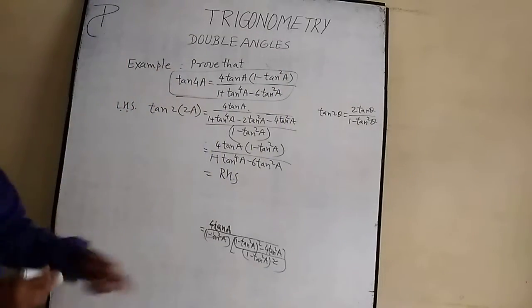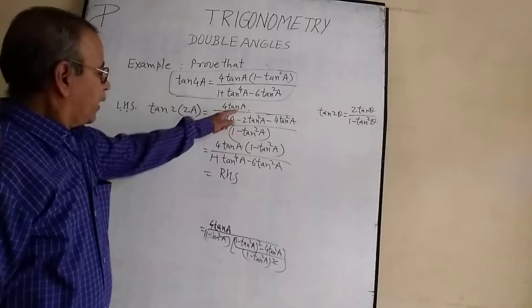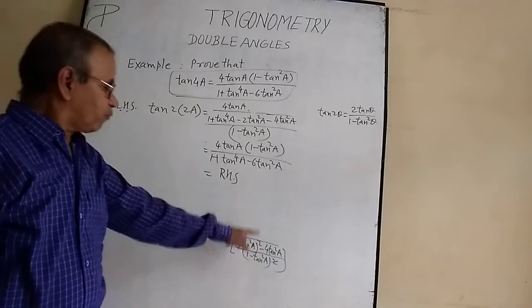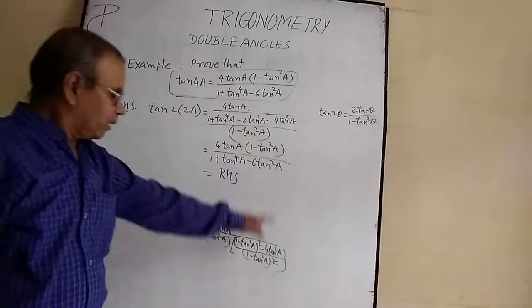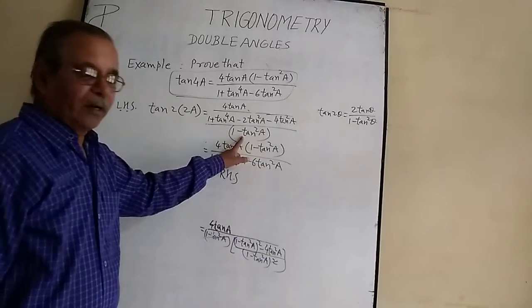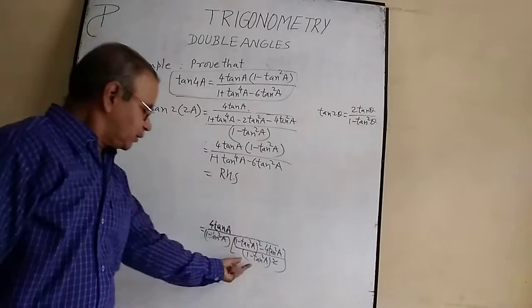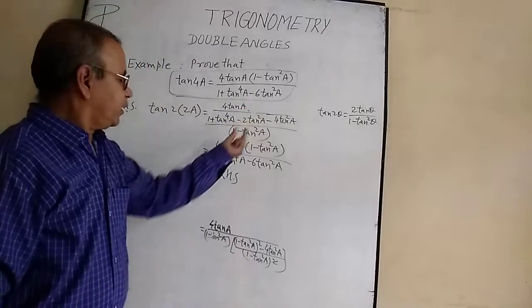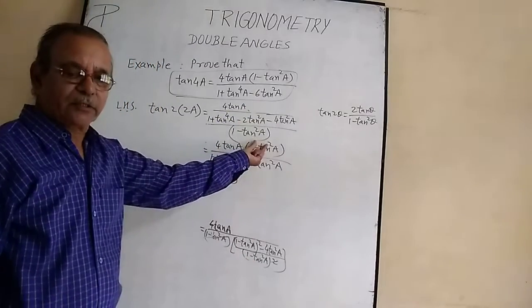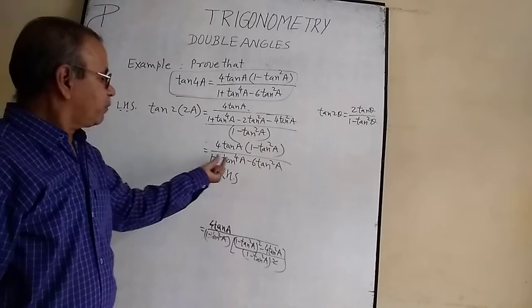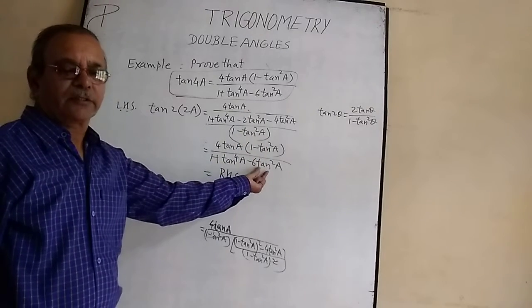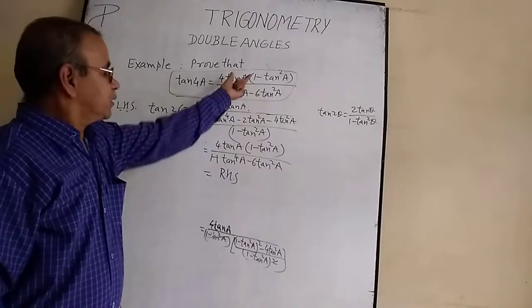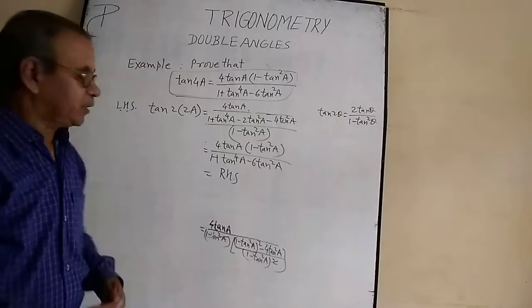So this is 4 tan a, and this 1 plus tan to the power 4 a minus 2 tan square a minus 4 tan square a upon 1 minus tan square a. This is the denominator and therefore it is shifted here, and 4 tan a into (1 minus tan square a) upon 1 plus tan to the power 4 a minus 6 tan square a, and this is your RHS, right hand side.